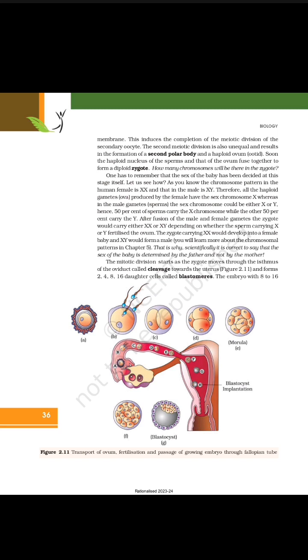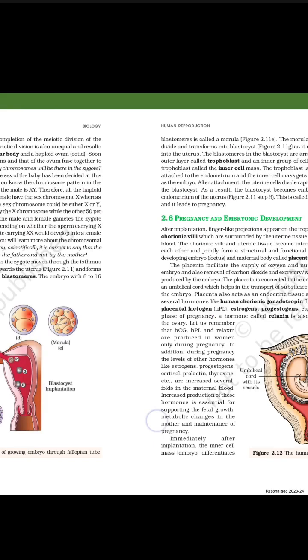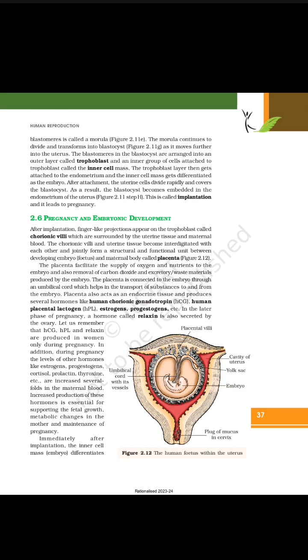the mother. The mitotic division, called cleavage, starts as the zygote moves through the isthmus of the oviduct towards the uterus and forms 2, 4, 8, 16 daughter cells called blastomeres. The embryo with 8 to 16 blastomeres is called a morula. The morula continues to divide and transforms into a blastocyst as it moves further into the uterus.